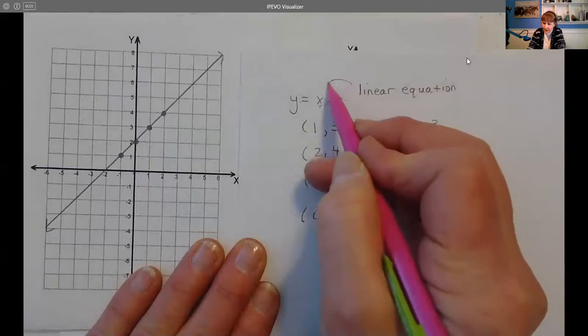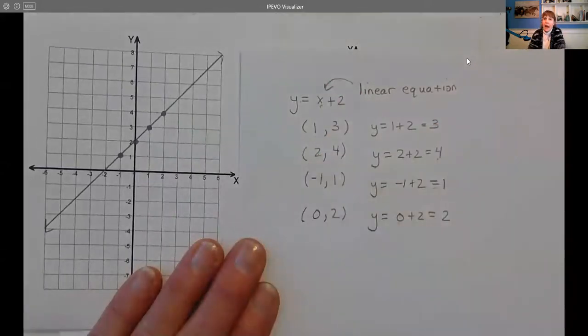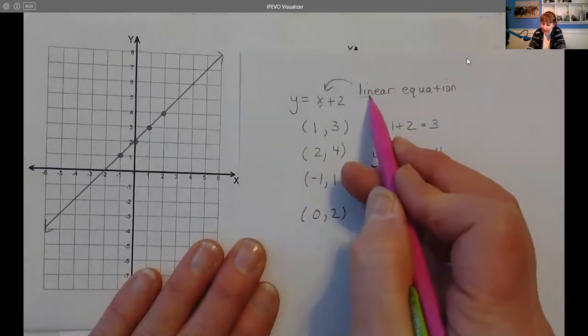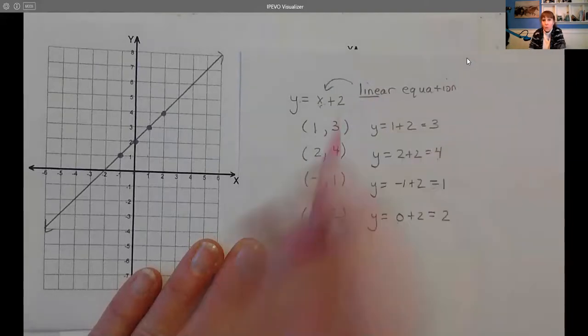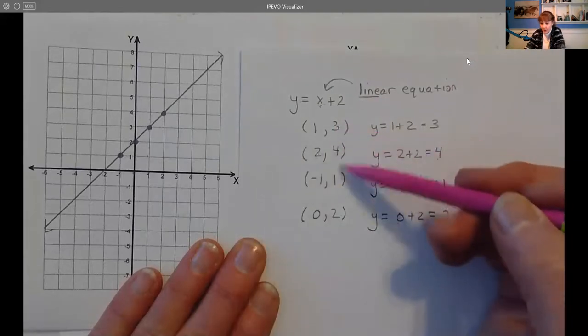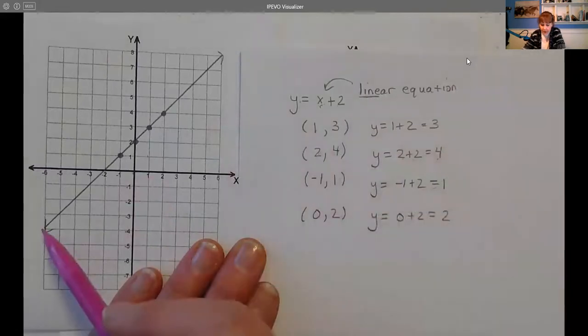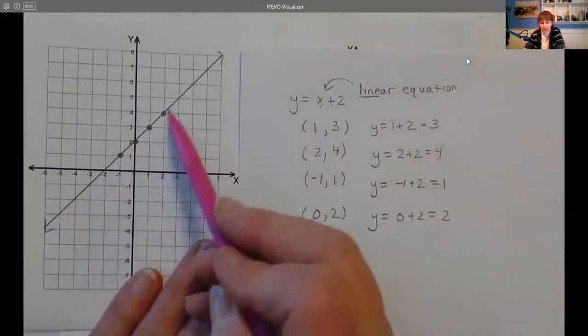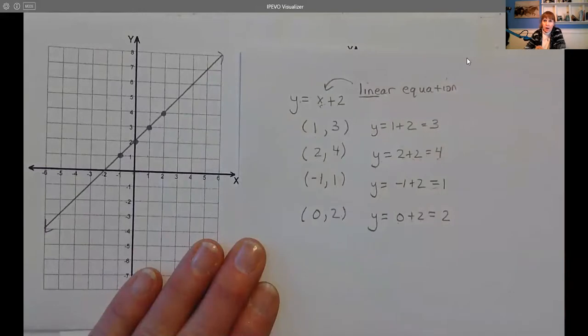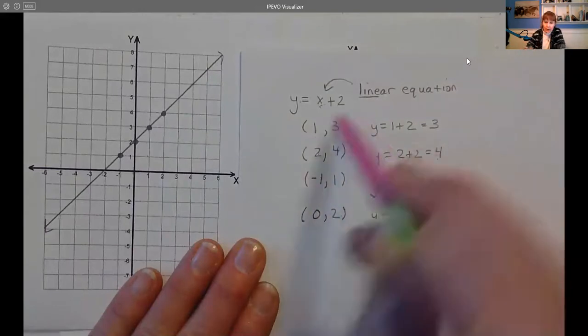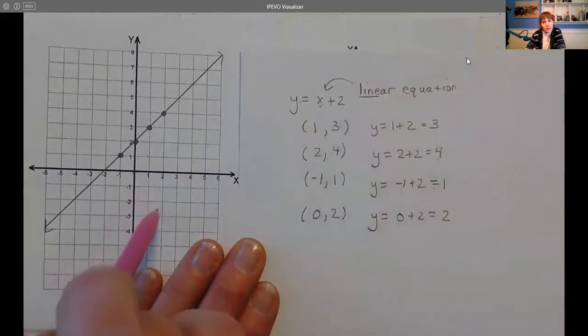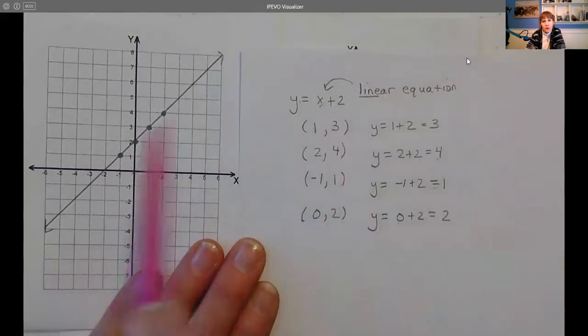So this is a linear equation. And notice the word line in there, because when you graph the solutions, the solutions themselves form a straight line. So when you take an equation and you graph the solution, you're actually getting a picture of the solutions to the equation. So the graph is a picture of the solutions for a particular equation.